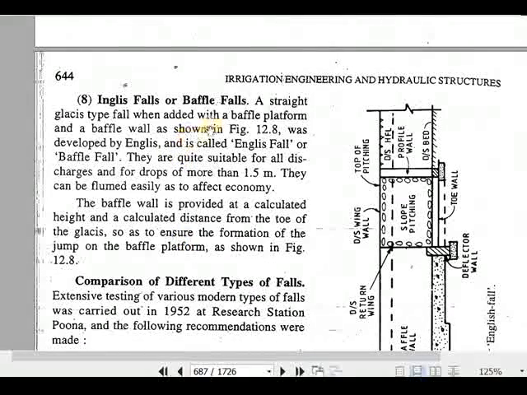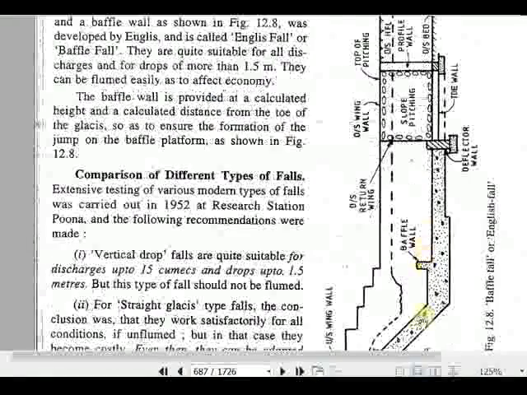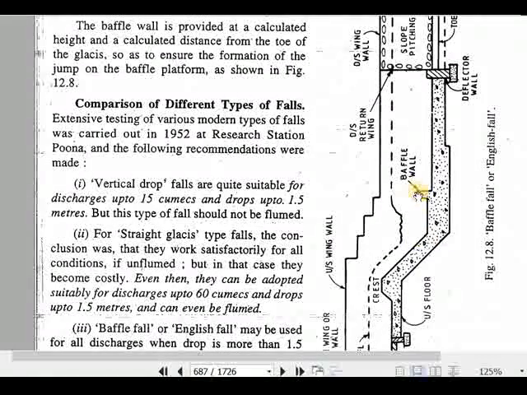Next is the English fall or baffle wall, a straight glacis type fall. When added with a baffle platform and a baffle wall, then it is called the English fall, which was developed by the English. So that is a baffle wall. You can see this is a baffle wall. After the downstream hydraulic jump, we have a baffle wall. We have here a deflector wall, but here an addition, that is the baffle wall. So that is the English type of fall.